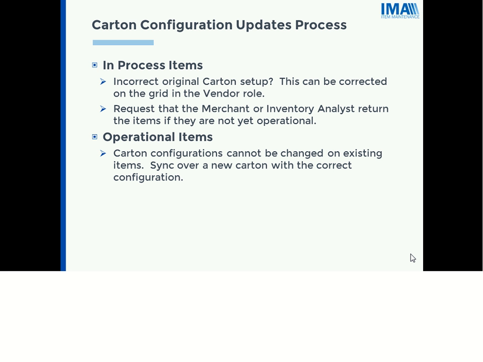The process differs depending on whether it's in process or operational. If your item is still in process and it's the incorrect original carton setup, then if it's already out of your role, you should have your merchant or inventory analyst return those items to you, and then you can correct those in a grid. You can bring them into the returned items grid. Once they become operational, if it's the incorrect setup, you can't just do a change request for it. You would have to sync over a new carton with the correct configuration.